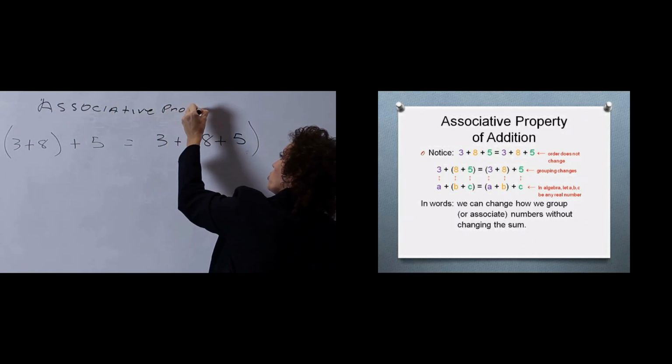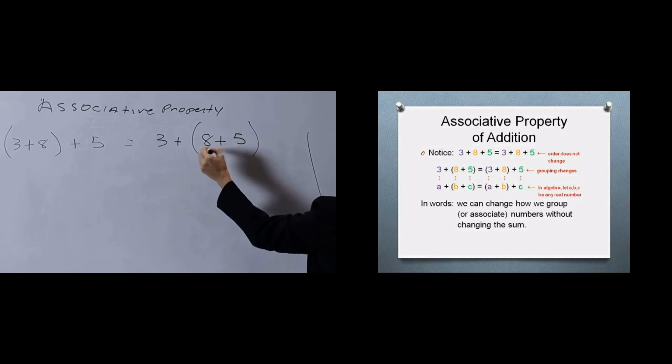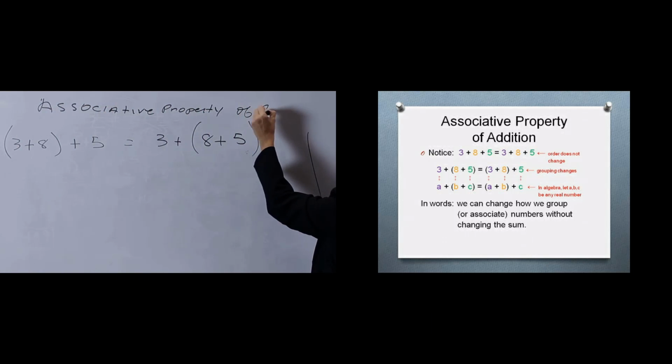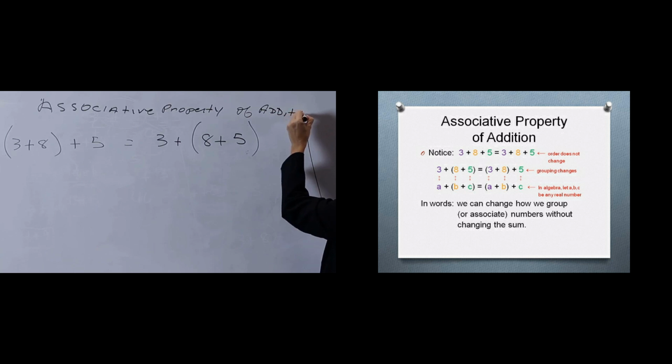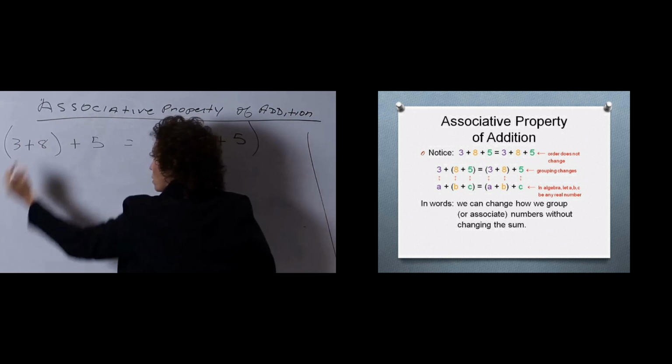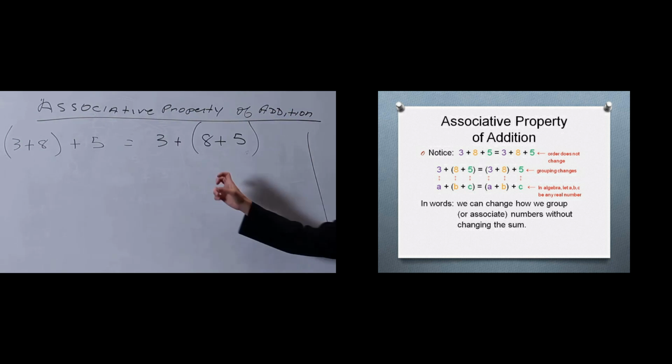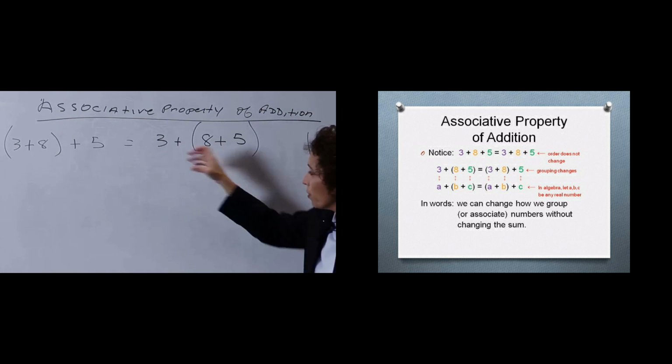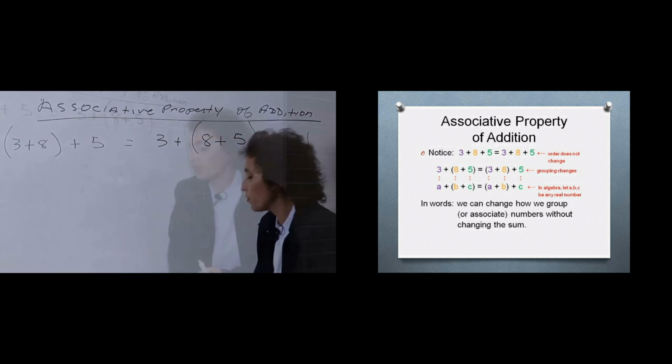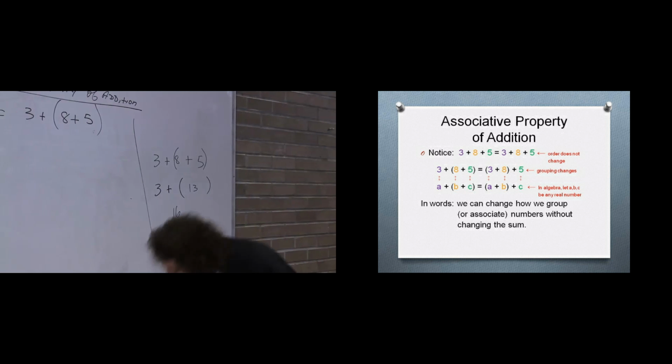So grouping changes, and you're adding, so it's the associative property of addition. In addition, I can keep the order, but I can change who I hang with, who I associate with, and I will still get the same answer. And that's the associative property.